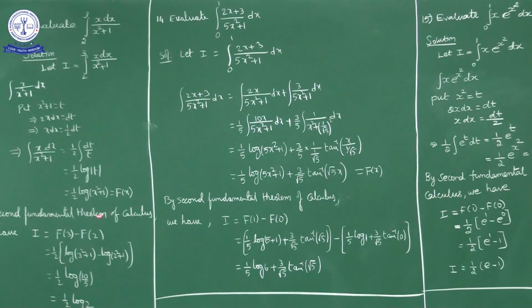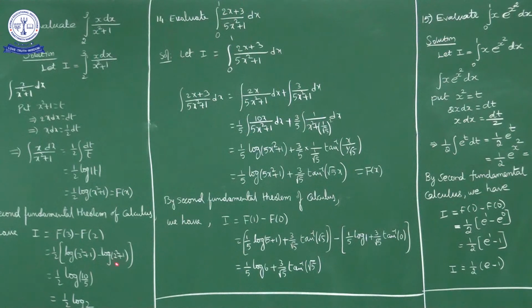By the second fundamental theorem of integral calculus, what is I? I is equal to F of upper limit minus F of lower limit. Here the lower limit is 2, the upper limit is 3. So F of 3 minus F of 2. So F of 3 is how much? Half log of 3 square plus 1, minus, what is F of 2?